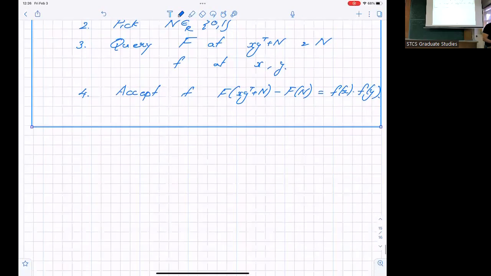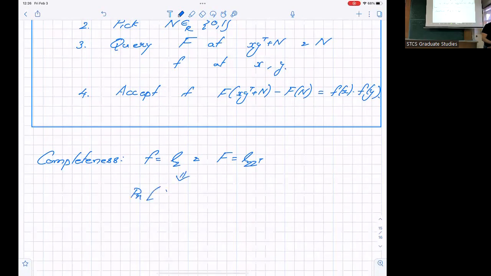And I want to say that this has the following features. Completeness: if f is L_z and capital F is L_{ZZ transpose}, then certainly the test accepts with probability 1.